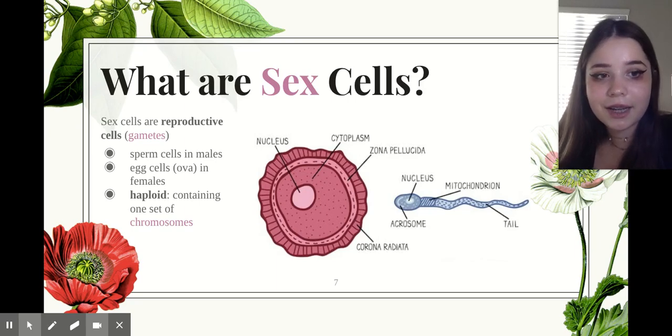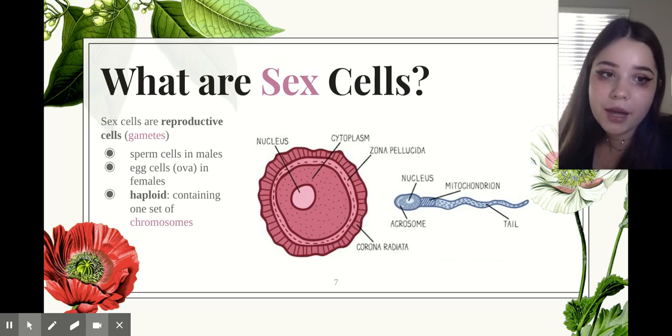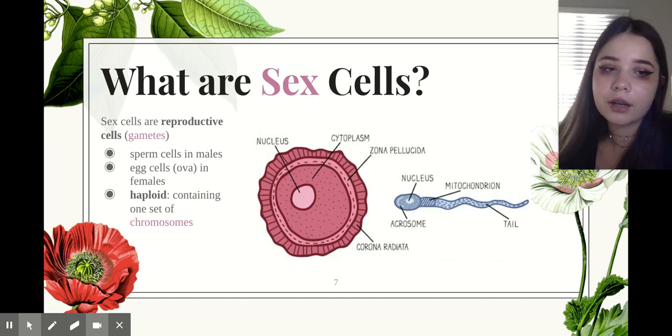Next, we're going to get into sex cells. So sex cells are reproductive cells, and these are called gametes. So in males, they have sperm cells. Females have ova or egg cells. And these sex cells, they are haploid, which means that they contain one set of chromosomes.